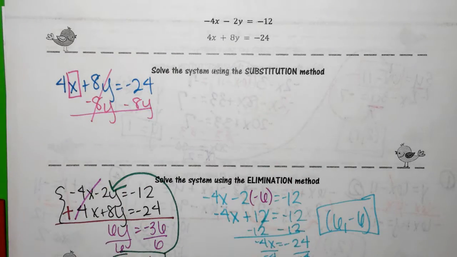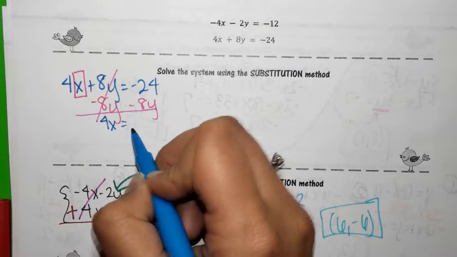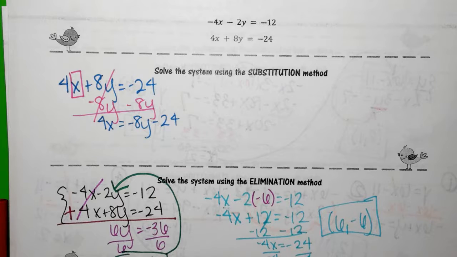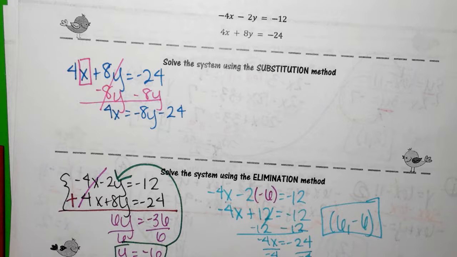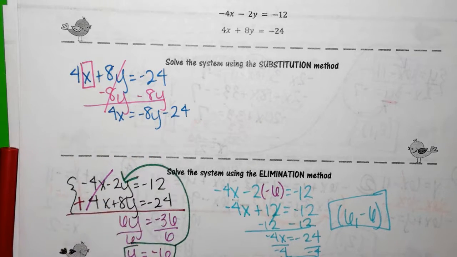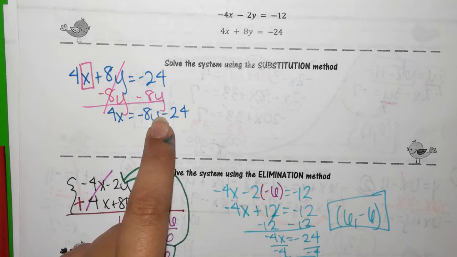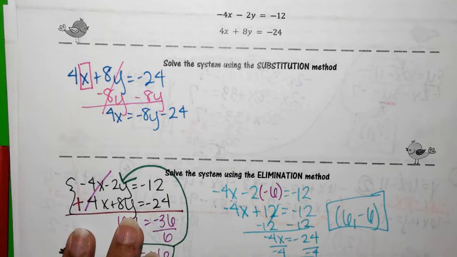Manny, can I combine 8y and 24? No. Okay. So I write negative 8y minus 24. Now, does everybody see why I subtracted 8y before we go any further? Of course. 4x equals negative 8y minus 24. Why would I have another equal sign? Calm down, children. Can't have another one.